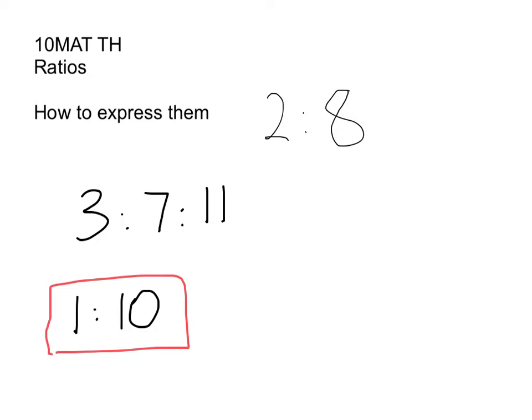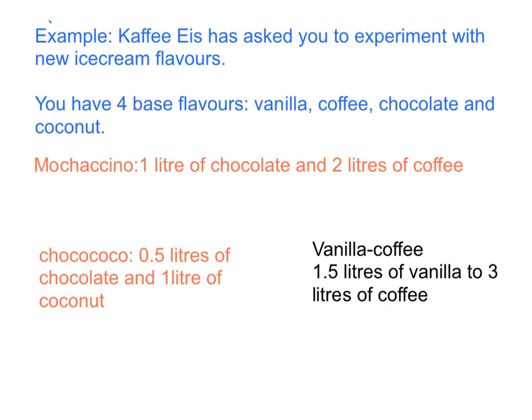So there are a couple of basic rules. This example is going to show you what those rules are. So suppose that Cafe Ice has asked you to start experimenting with some new ice cream flavours. You've got 4 to choose from: vanilla, coffee, chocolate and coconut. You're asked to write these recipes down as ratios so that someone else can come along and make them up.